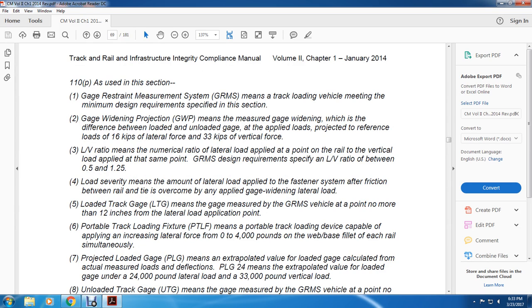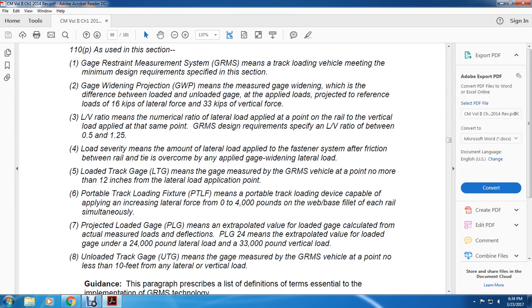213.110(p). As used in this section, gauge resistant measurement system means the track loading vehicle meeting the minimum design requirements specified in the section. Gauge widening projection means the measured gauge widening, the difference between the loaded and unloaded gauge, projected with the reference load of 16 kips lateral force and 33 kips vertical force. The load lateral vertical ratio means the numeric ratio of the lateral load applied to the vertical load applied at the same point. The gauge resistant measurement system is designed to specify the load lateral and vertical ratio between 0.5 and 1.2. Load severity means the amount of the lateral load applied after the friction between the rail and tie is overcome by the applied gauge widening lateral load.